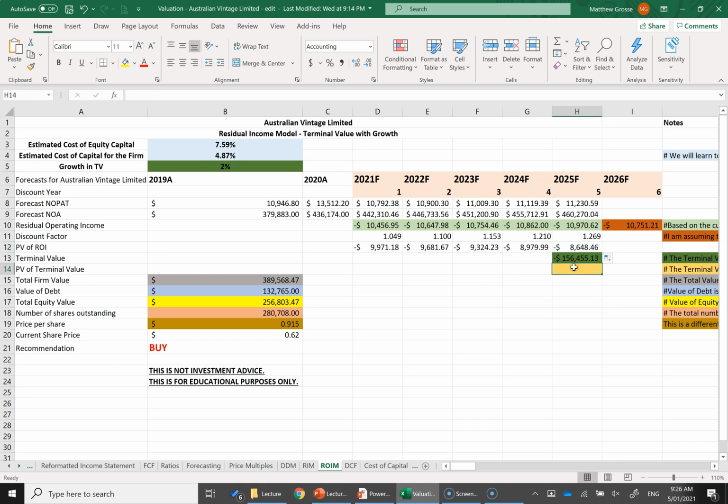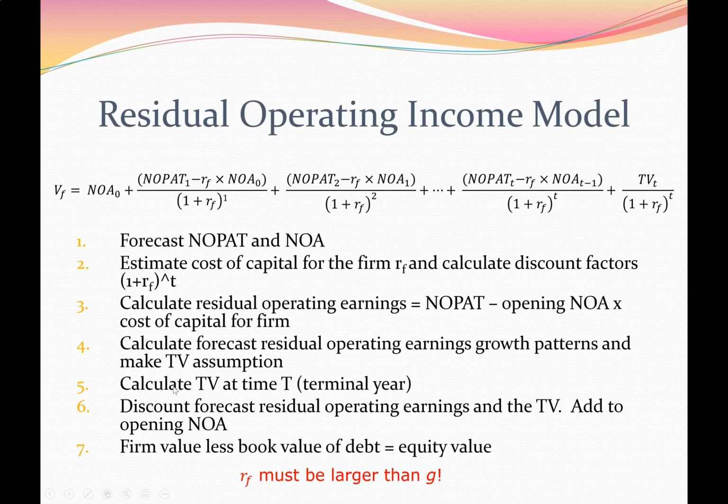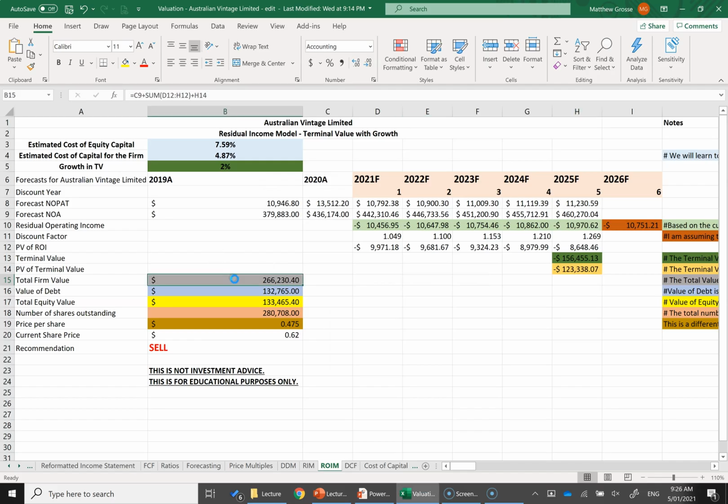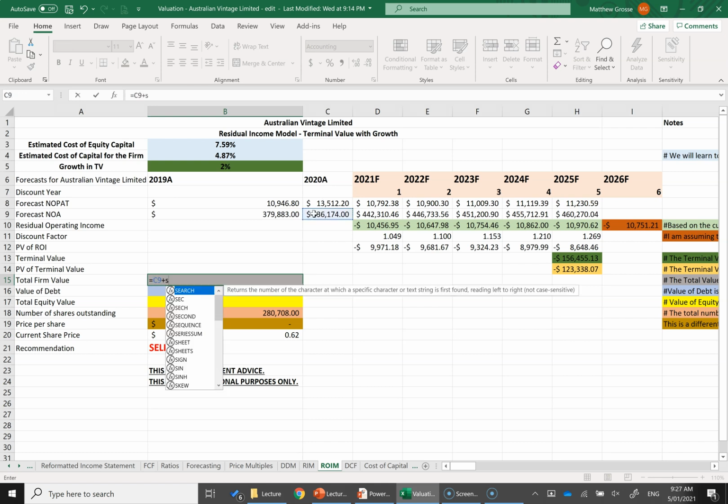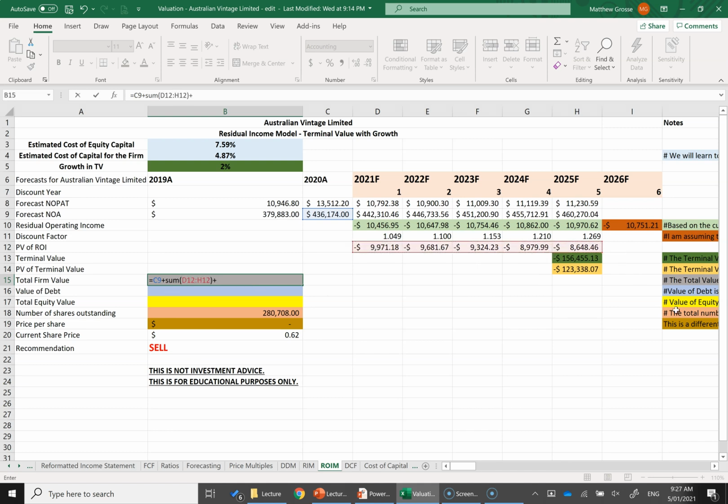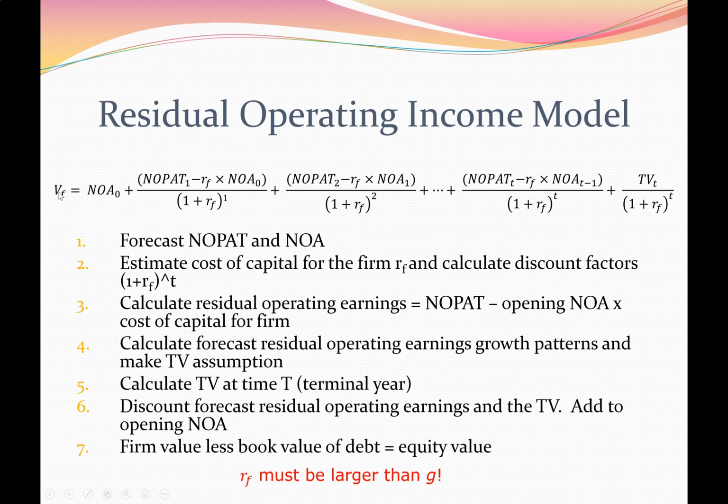And I also need to do the present value for the terminal value, because the terminal value was calculated in year 5. So I take the terminal value divided by the year 5 discount factor. So I've now done all the way up to step 6. I've discounted all the forecast residual operating earnings, and I need to then add them to the opening NOA, this part of the formula. I've done this term, this term, and this term, and this term, but I haven't yet added NOA. So the total firm value is equal to current year NOA plus the sum of each of these present value of the residual operating income plus the present value of the terminal value. So this is the total firm value. I've now completed this formula. The value of the firm equals current year NOA plus each of the present values of the residual operating incomes and the present value of the terminal value.